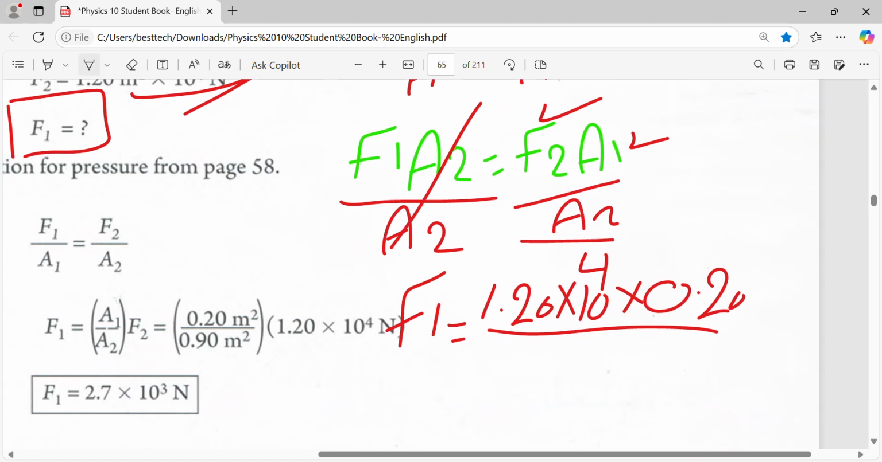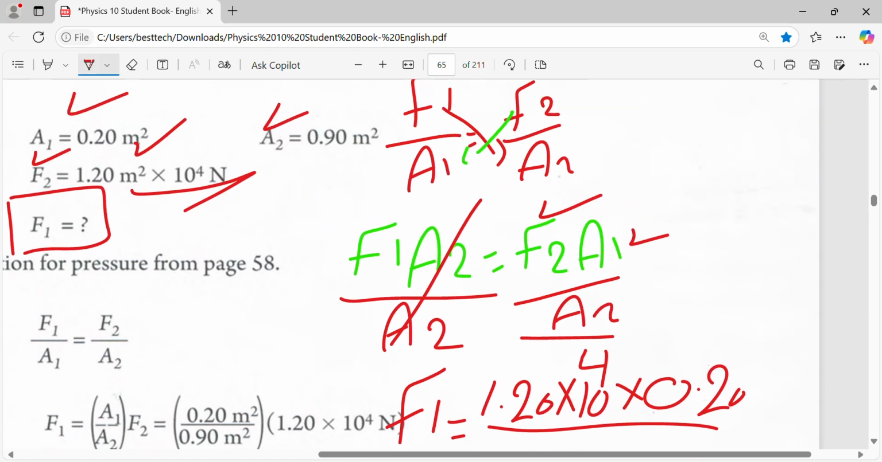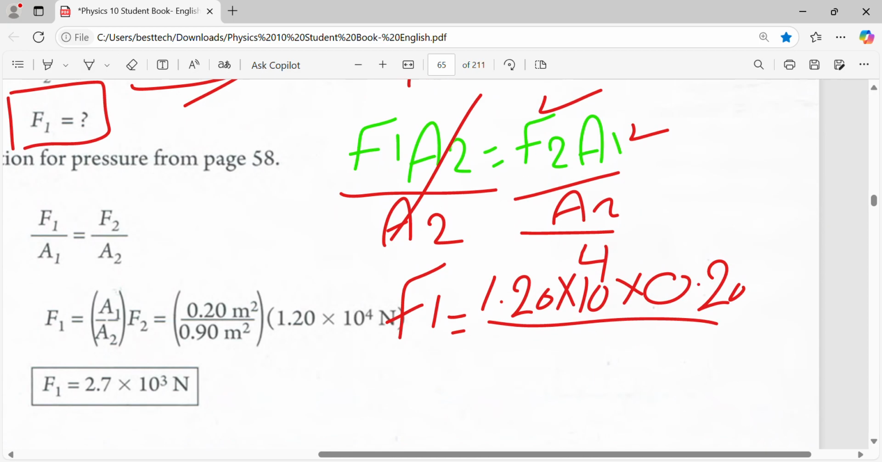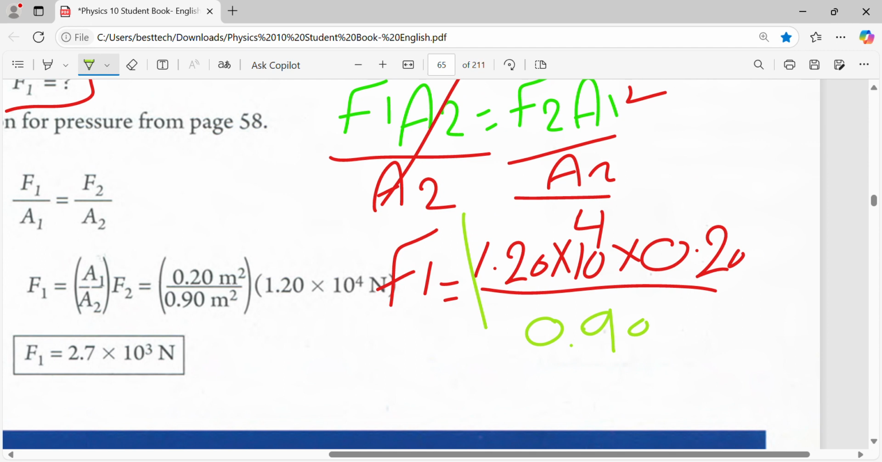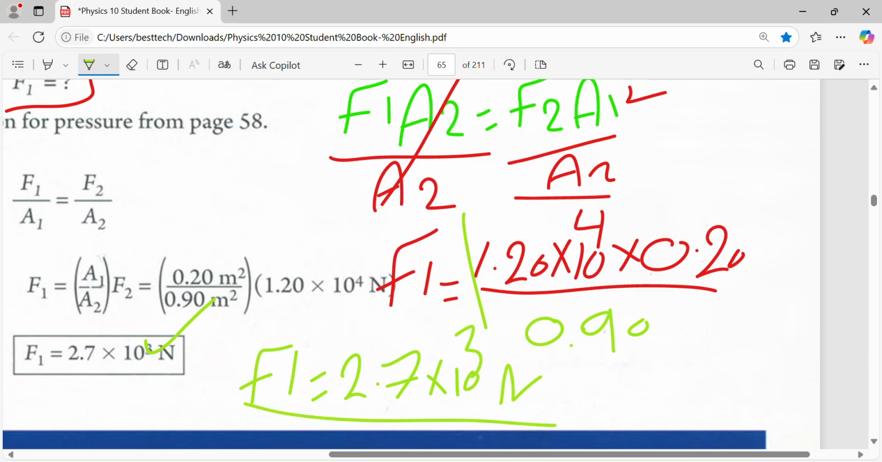And area number 2 is 0.90. Now finish by multiplying using the calculator. So the answer is: force number 1 is equal to 2.7 times 10 to the power 3 Newton. This is the value of the force that we can exert on the first piston.